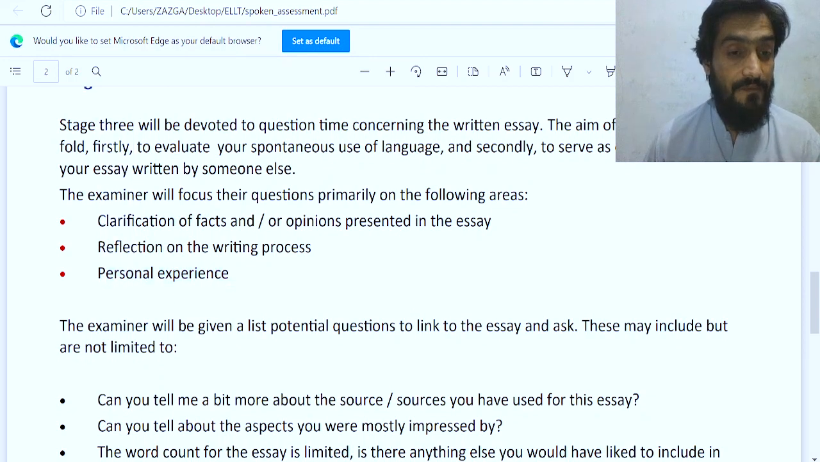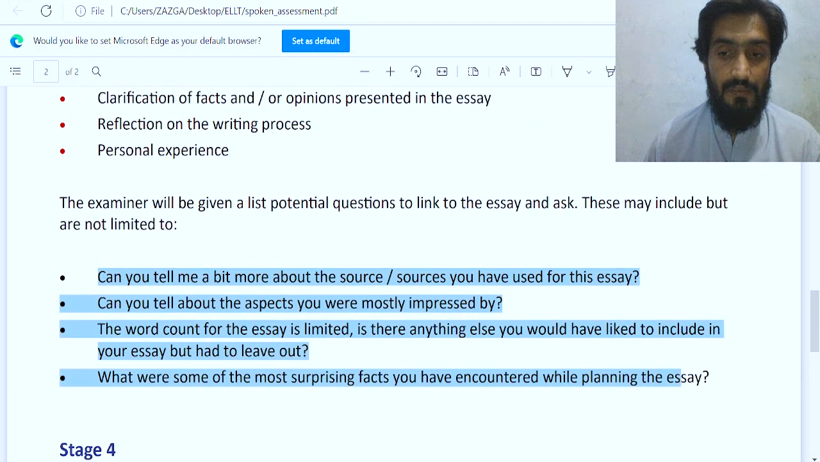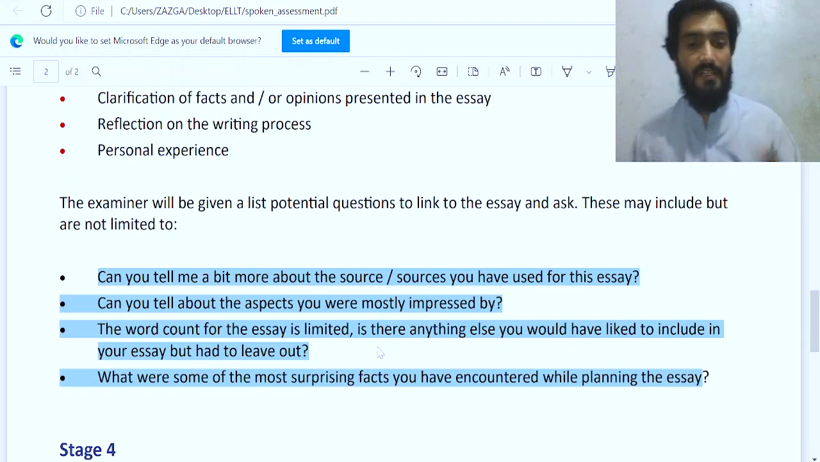Okay, and you have to be fully prepared for these things. Some questions are here. Some examiners ask them. Almost all the examiners ask these questions, but they might not use the exact words that are given here.